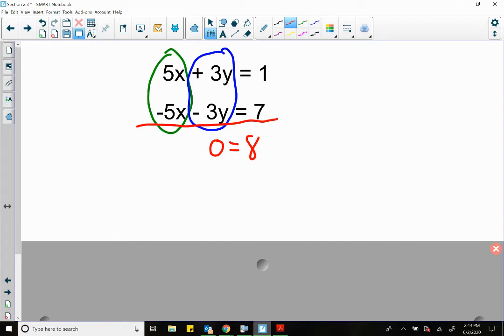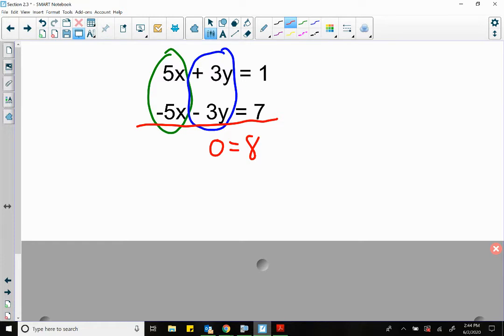Okay? This is either the infinite case or the no solution case. Well, which one do we have? We have the no solution case. How do I know that? Because this doesn't make sense. 0 equal to 8. So if I have no money and you have $8, we're the same? No, that doesn't make any sense.